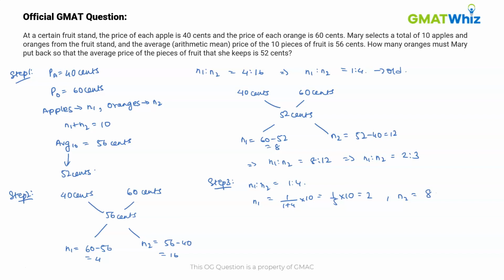Out of these 8 oranges, Mary has to keep back a few of the oranges, but the number of apples remains the same. Now, when the new ratio reduces to 2 is to 3, since the number of apples is still the same, the number of oranges that Mary has now is equal to 3. So, the number of oranges that Mary kept back is equal to 8 minus 3, which is 5, which is option E.